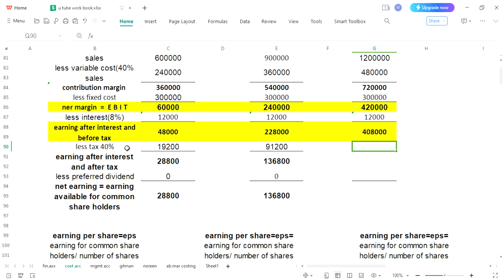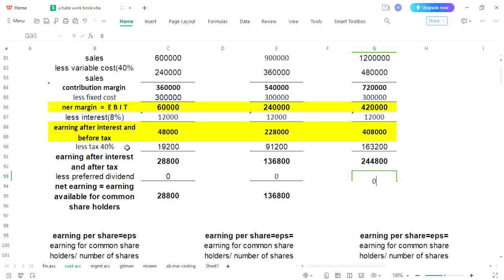Next part is to calculate your tax, for which we need previous earning 4,08,000. Amount of tax is 40%. So tax has been calculated. Earning after tax and after interest would now be calculated by subtracting tax from previous income. 4,08,000 previous income, 1,63,200 is amount of tax. So finally we have calculated earning after tax.